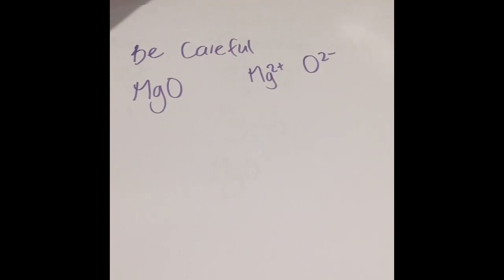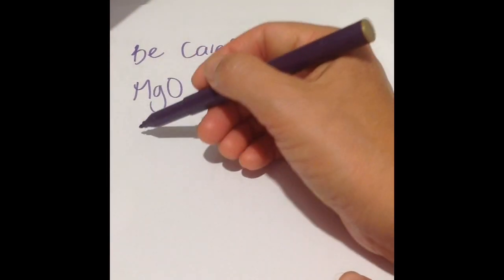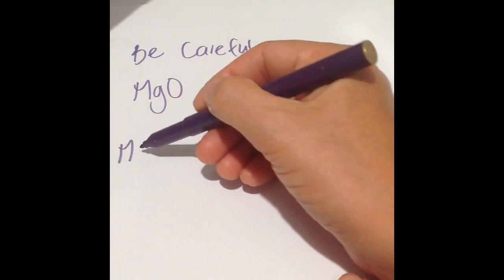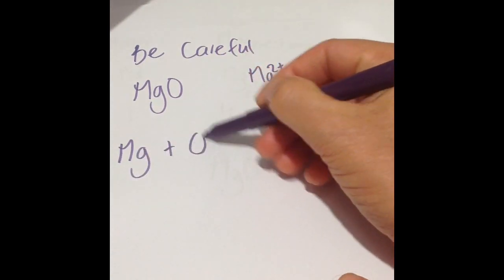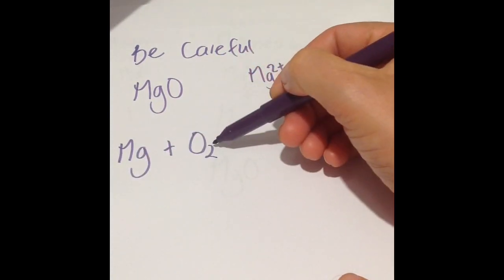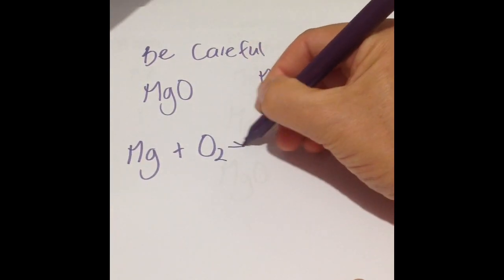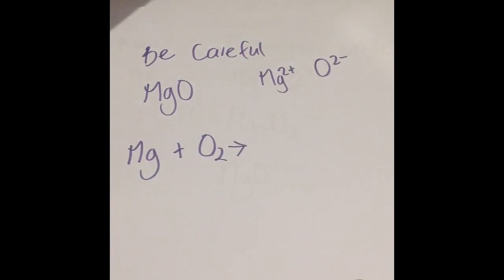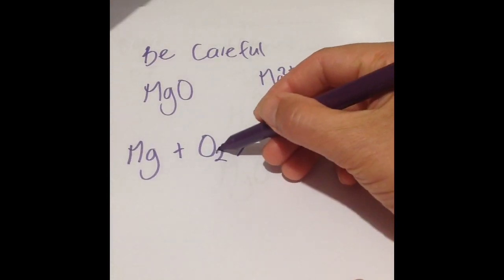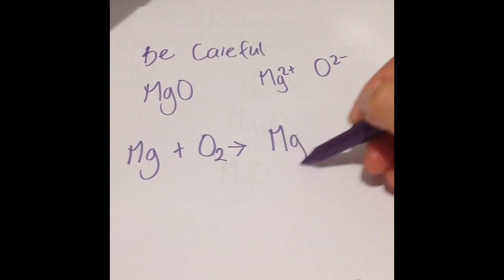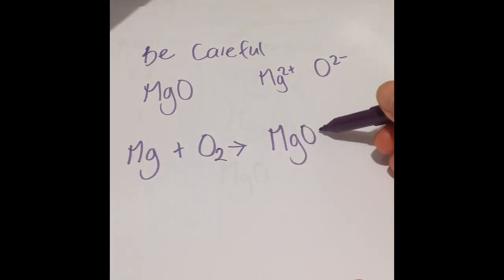So now I've got a problem where I've been given an equation. You might have done this in the lab where you burn magnesium in oxygen. So that equation looks like this: magnesium plus oxygen gas. Oxygen gas is a molecule that's got 2 oxygen atoms. We can talk about how that works later in the year, but for now you just need to know that oxygen gas has got 2 oxygen atoms. And then we know that magnesium oxide is written like this.